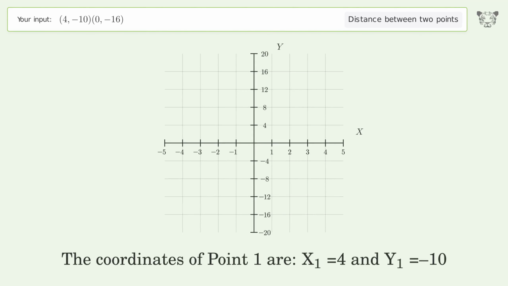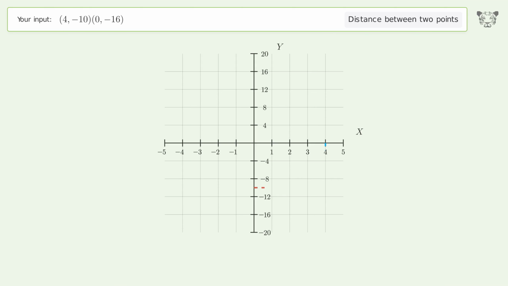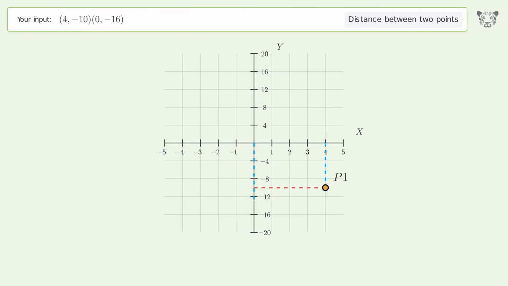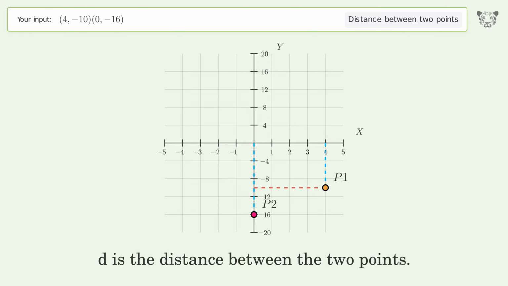The coordinates of point 1 are x1 equals 4 and y1 equals -10. The coordinates of point 2 are x2 equals 0 and y2 equals -16. D is the distance between the 2 points.